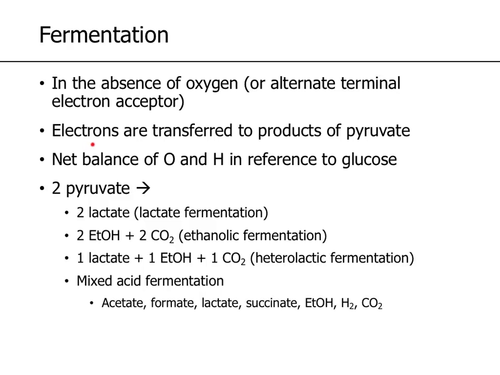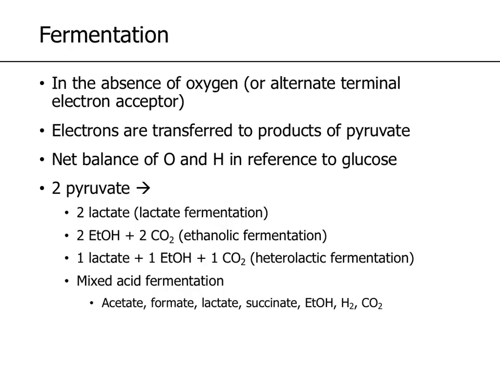And so the electrons are transferred to products of pyruvate. So again, you have pyruvate, and what's going to happen is it's going to use the NADH and transfer the electrons in some form back to the pyruvate. And in the end, you end up with a net balance of oxygen and hydrogen in reference to glucose. So there are different types of fermentation that you can have. So in essence, it goes from 2 pyruvate to one of these options.